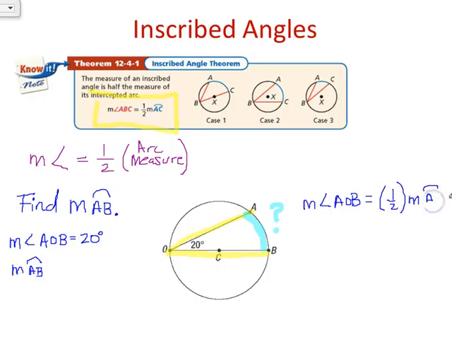AC, the intercepted arc AB. So let's fill in the information we know. We're given the measurement of AOB, that inscribed angle, is 20 degrees. And then do we know the measurement of the arc AB? We don't, so I'm going to put X there. That's what we're trying to find.